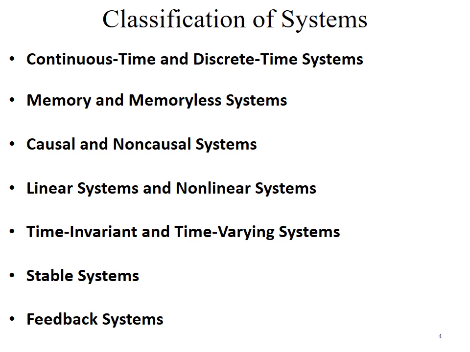Now systems can be classified in many ways. The most generic classification is given in this slide. Systems can be described as continuous time and discrete time, and we can also refer to the system as memory and memoryless systems. Similarly, causal and non-causal systems, linear systems and non-linear systems, time invariant and time variant systems, stable systems and unstable systems, similarly feedback systems and open loop systems. And in the next slides we are going to discuss each of these in detail.